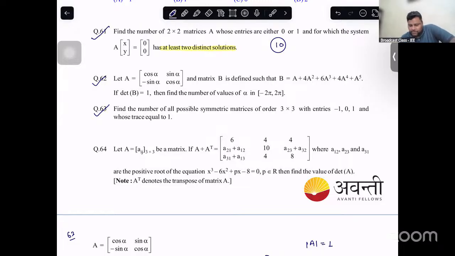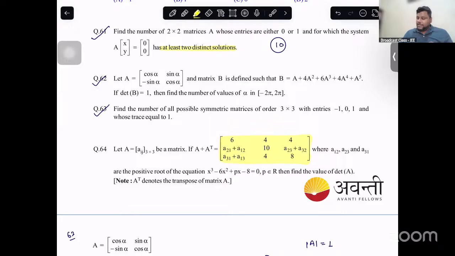See, A equals to Aij be a 3 by 3 matrix, if A plus A transpose is this. With this information, they are just trying to say that this matrix is a symmetric matrix. That is very much clear. So what they're trying to say is A21 plus A12 is 4, A31 plus A13 is also 4, and A23 plus A32 is also 4. Correct? Then they are saying A12, A23, A31 are positive roots of this equation.